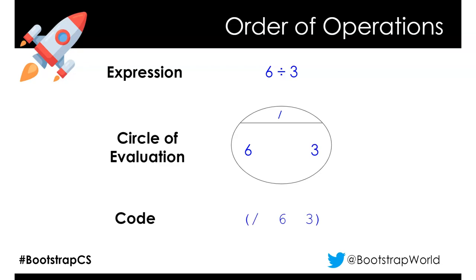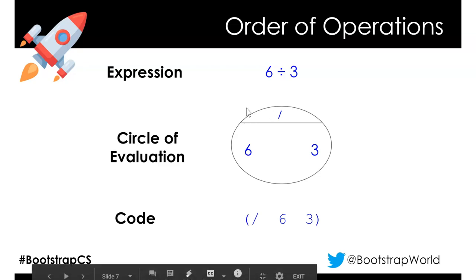One way to think about it is to have Pac-Man or a monster or a spider that's going to eat through this circle of evaluation, and it's always going to, just like the two rules, start at the top and then go left to right. And when it crosses a circle, we're going to put a paren. So if it enters a circle, we're going to do an open paren. When it exits a circle, we're going to do a closed paren.